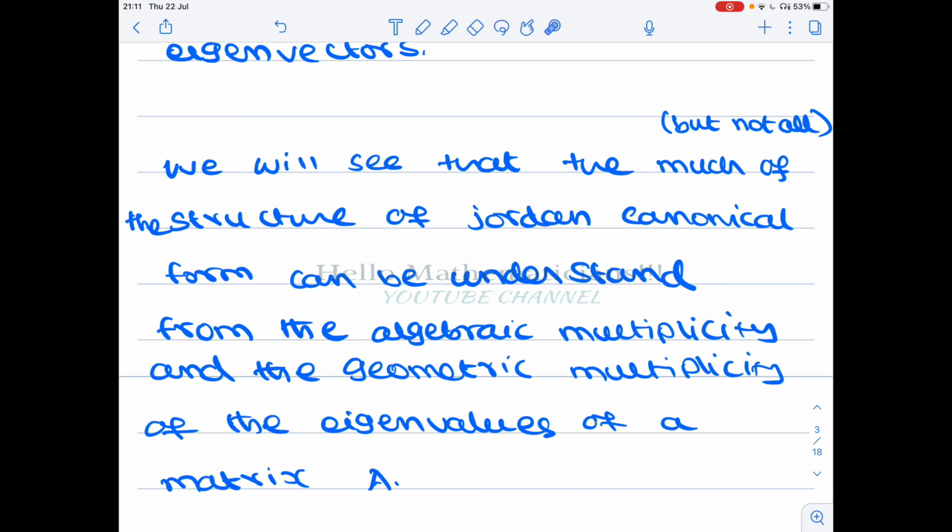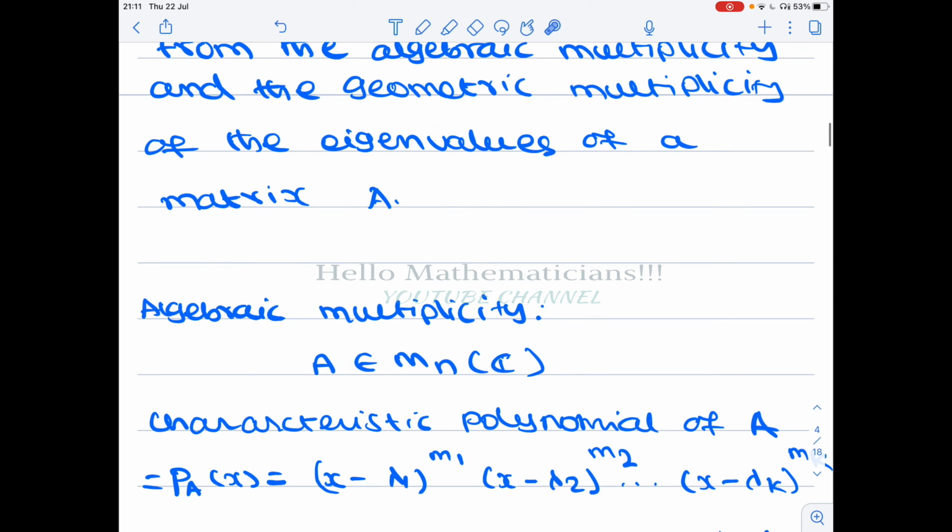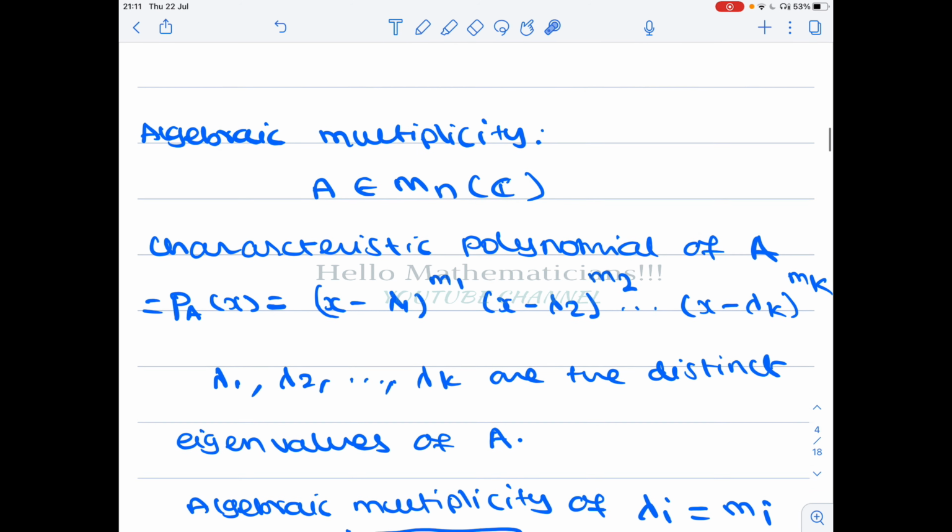Okay, so even algebraic multiplicity and geometric multiplicity, knowing both is not going to say everything about the Jordan canonical form. That's what we're going to see here. So okay, what is algebraic multiplicity?